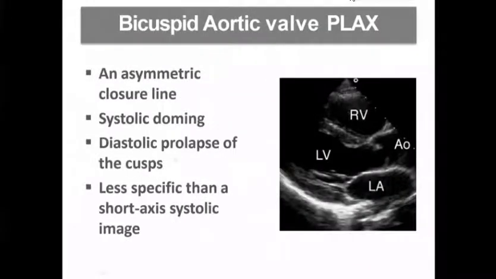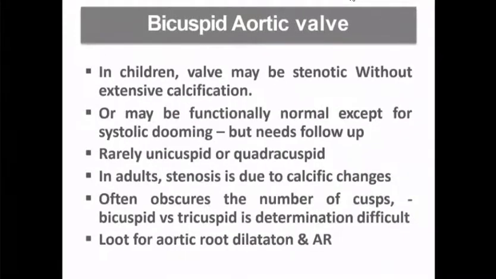So in the PLAX, you have to look for the bicuspid aortic valve. Usually there is an asymmetrical closure line, systolic doming is present, diastolic prolapse of the cusp is there, and it is less specific than the short axis. But whenever you have the PLAX and find an asymmetrical closure line, especially in M-mode, you can suspect this is a bicuspid aortic valve.